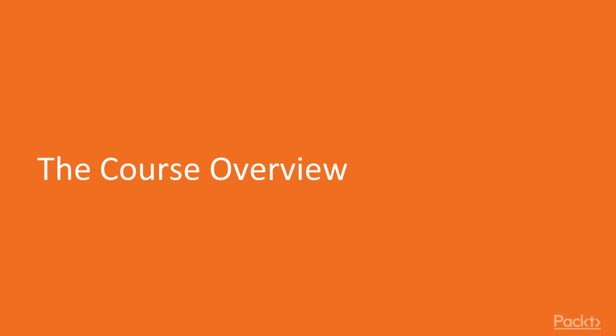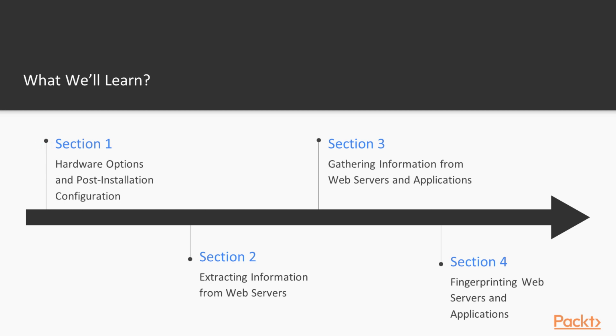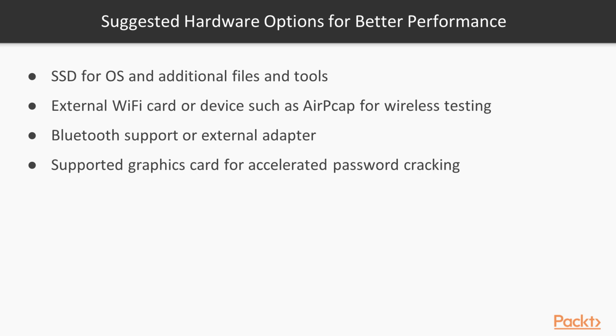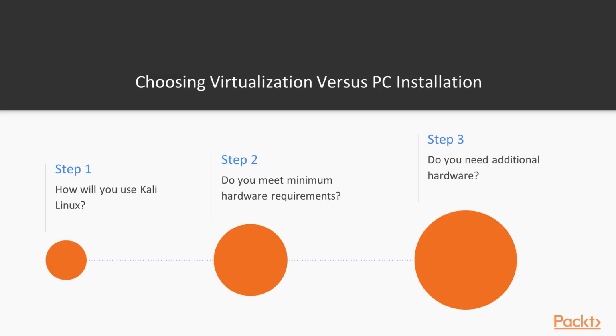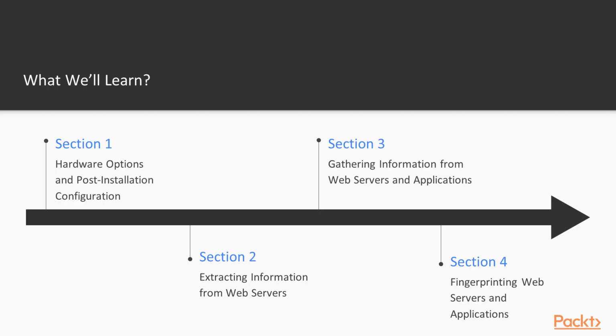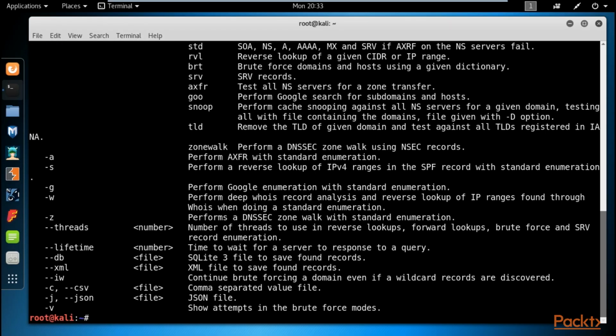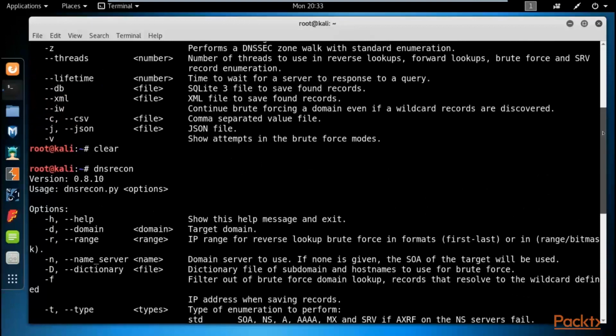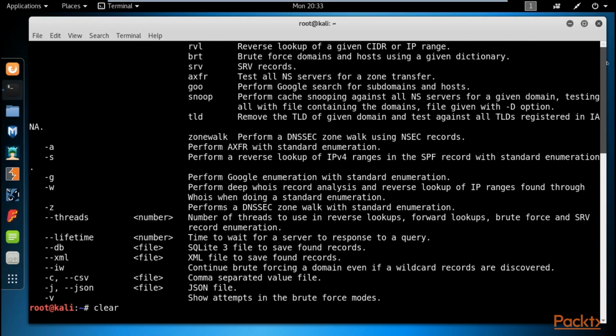So let's take a look at what the course is bringing you and a quick overview of this specific course. What we'll learn is the different hardware options and post-installation issues that may arise when you are installing Kali Linux. There can be a number of them, but we'll help you get through those by looking at what those issues are and how to address them as they come up. Then we'll move on to extracting information from web servers in an effort to learn about a web server and what its installation and environment looks like.